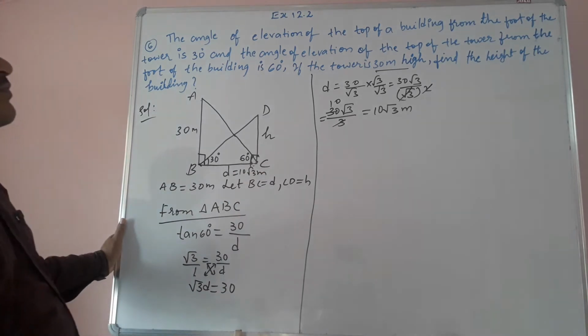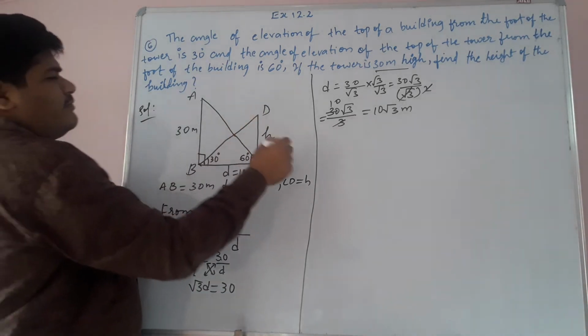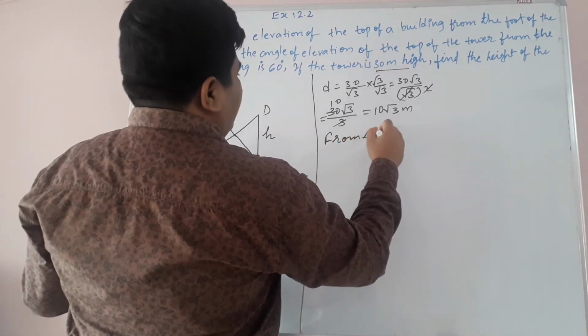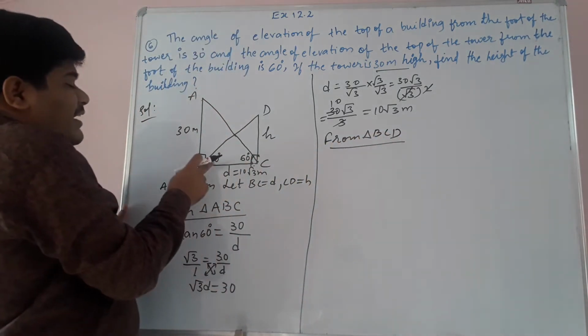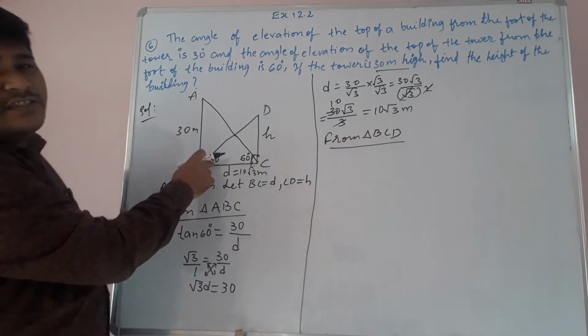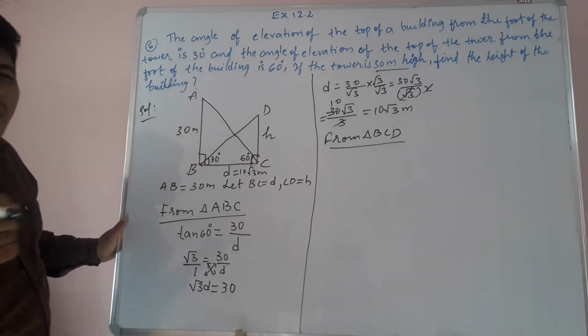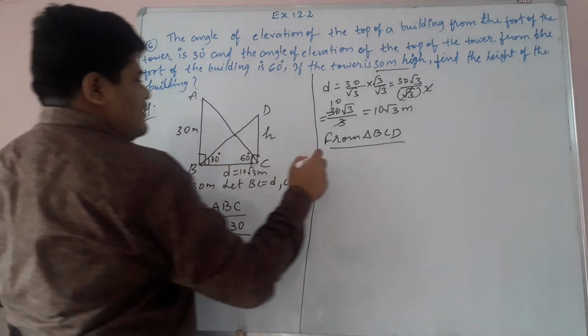Now take another triangle, that is BCD. From triangle BCD, what can we write? 30 degrees is there, the angle of elevation is 30 degrees. So we can write tan 30 degrees as the opposite side by the adjacent side.